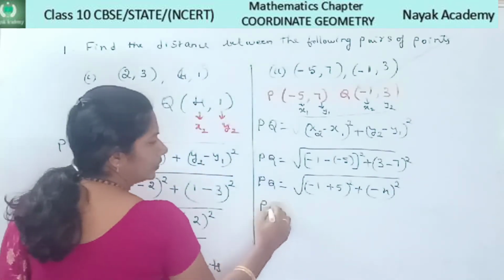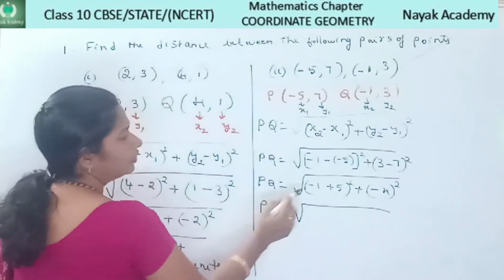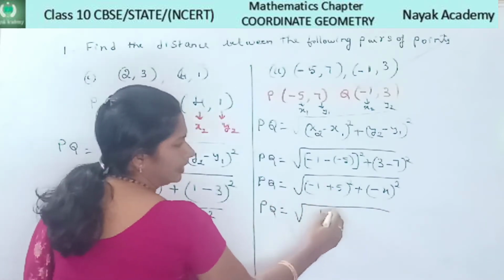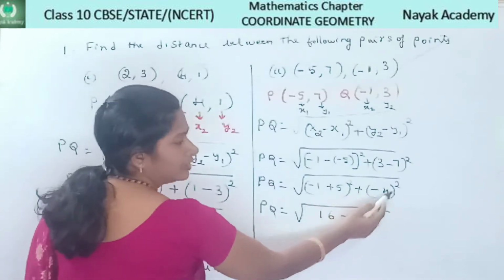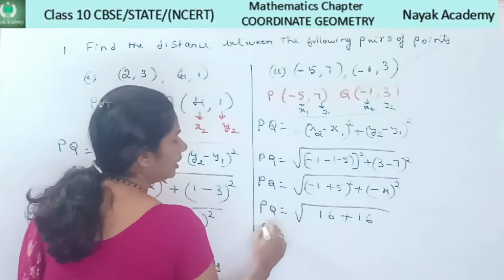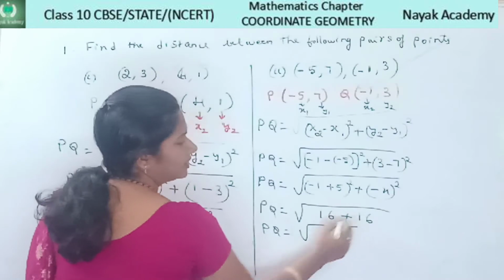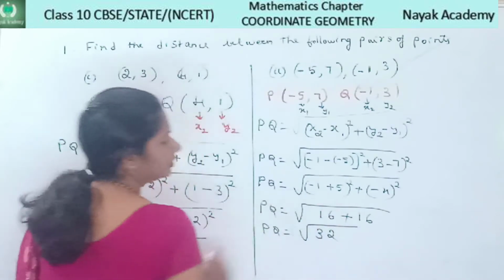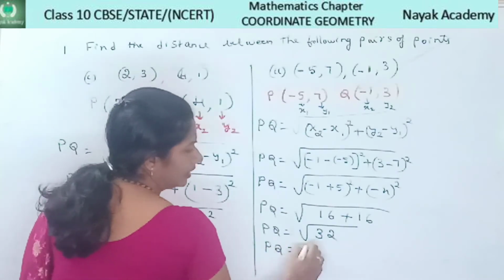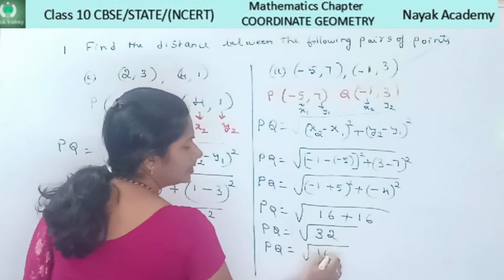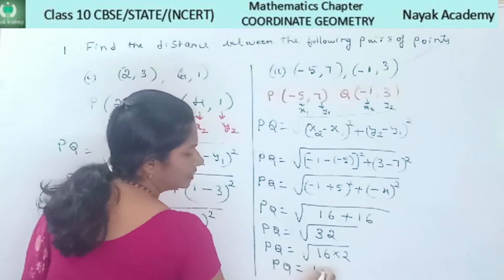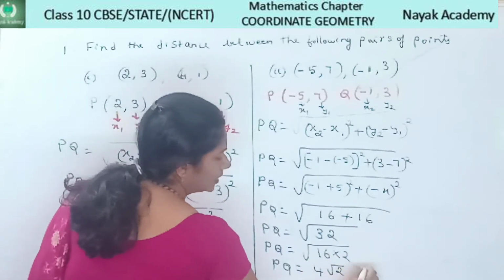So PQ value is square root of minus 1 plus 5, it is plus 4 whole square is 16, plus minus 4 whole square; minus 4 into minus 4 is plus 16. So PQ value is root of 16 plus 16, root of 32 units. So you can simplify, children. So PQ value, you can write 32 as 16 into 2. So PQ value is root 16, which is 4 root 2 units.